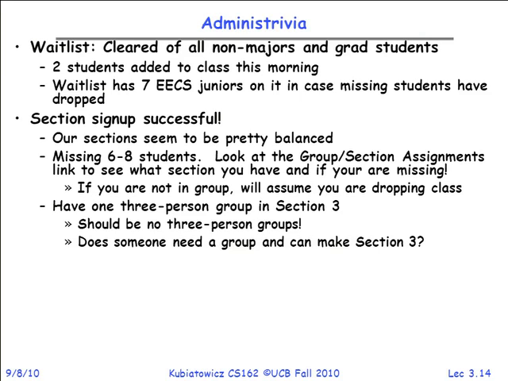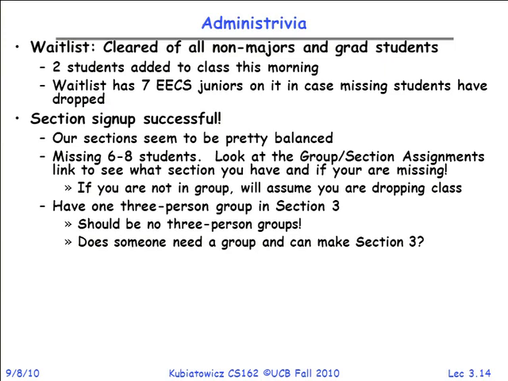The good thing is we've got nicely balanced sections, so our TAs are all breathing a sigh of relief. The bad thing is we're missing students. If I have 147 students in there, that means I'm missing 6 to 8 students somewhere. It may be because we cleared everything out about noon or 1 on Monday, and then I sent mail saying to make sure to register. Did everybody get that mail?